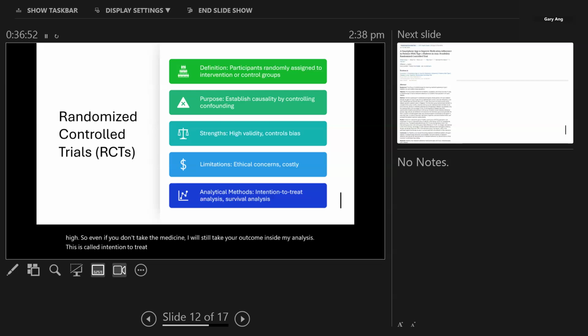Okay. As protocol means I'm allowed to exclude you because you never took the medicine. So obviously your outcome will be bad. So I exclude. I only take those who follow the protocol, who came for follow-up, everything sweet. Then I'll do the analysis.